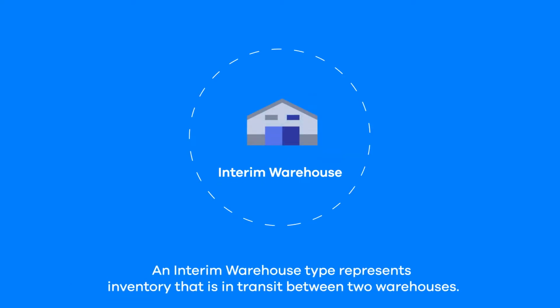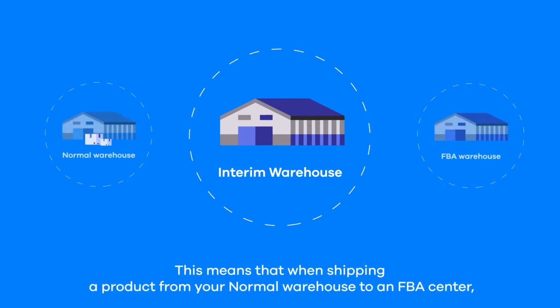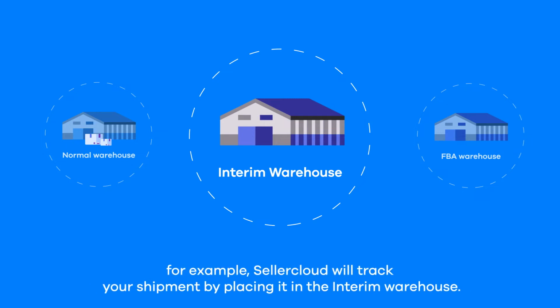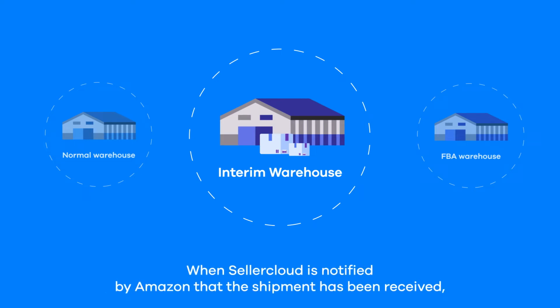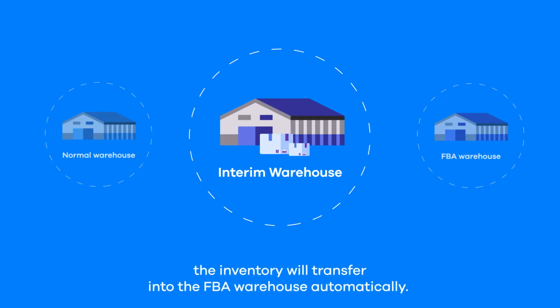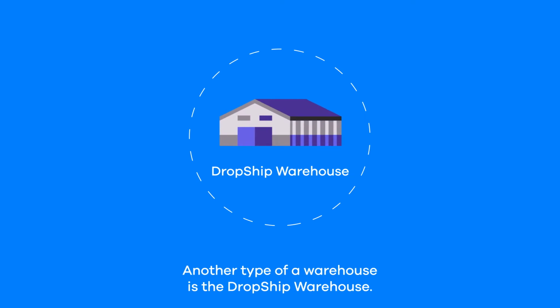An interim warehouse type represents inventory that is in transit between two warehouses. This means that when shipping a product from your normal warehouse to an FBA center, for example, Sellercloud will track your shipment by placing it in the interim warehouse. When Sellercloud is notified by Amazon that the shipment has been received, the inventory will transfer into the FBA warehouse automatically.